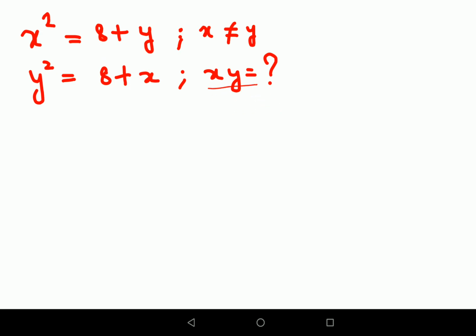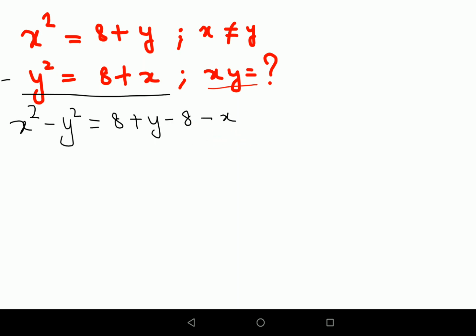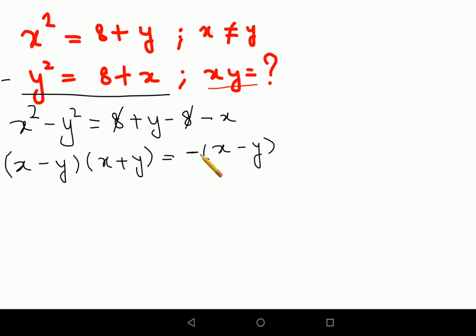Okay, so here in this case what we'll do is we'll subtract the equations. So here you will get x square minus y square equals 8 plus y minus 8 minus x, correct? So the 8s cancel, and I'm left with x square minus y square, which can be written as x minus y into x plus y, right? And here you're left with y minus x, but I want to write everything in terms of x first. So I'll write this as nothing but minus of x minus y, and I'll take this minus sign outside.